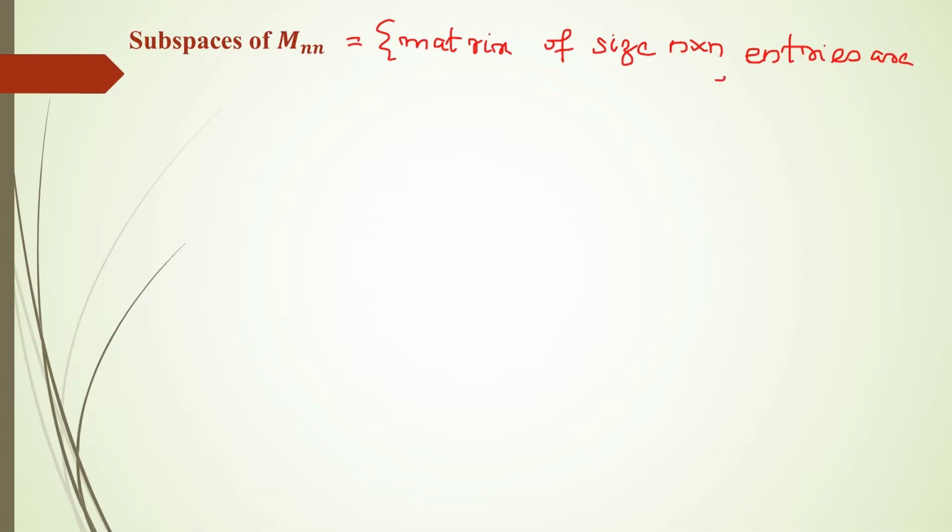And the next one is, we see some subspaces of Mnn. I hope you remember what is meant by Mnn. This forms the set of all matrices of size n by n where each entry is from R. We proved that this forms a vector space with coordinatewise addition and scalar multiplication.